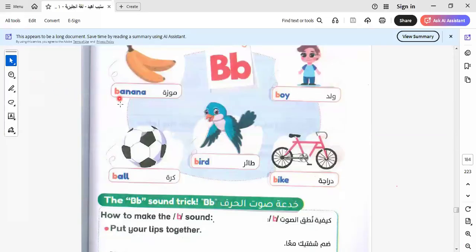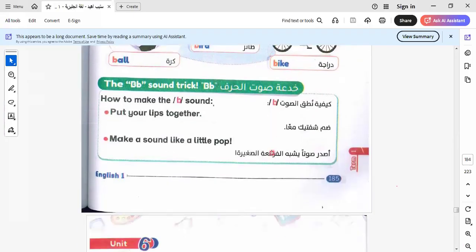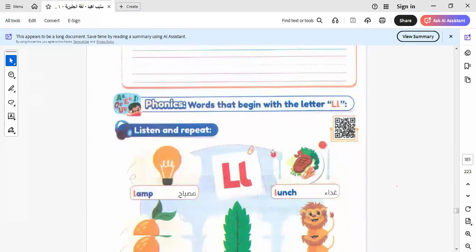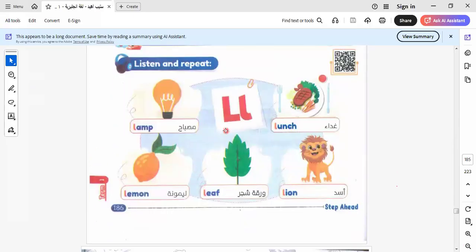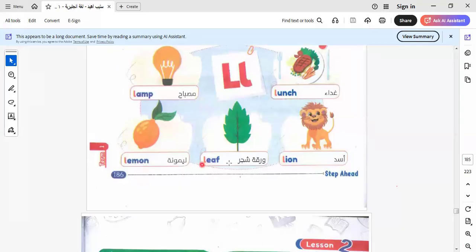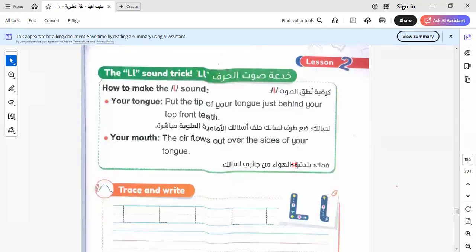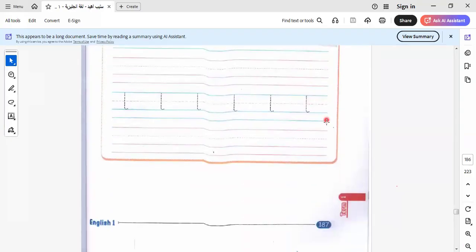Here we have banana, boy, bike, bird, ball. Banana and ball, bird, boy, bike. Here is called the letter B, written like this. Let's go to another letter, which is letter L. Here is lamb, lunch. Here is lemon, leaf, lime. Here is capital L and small l.